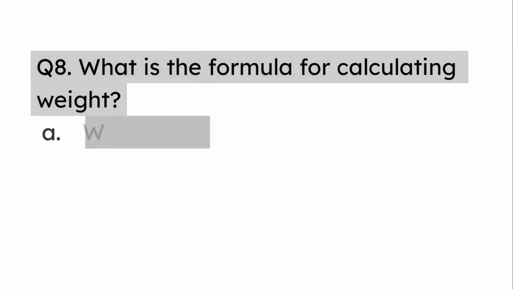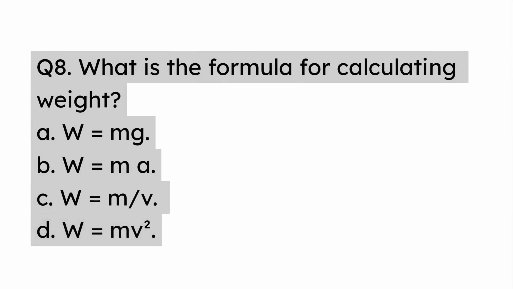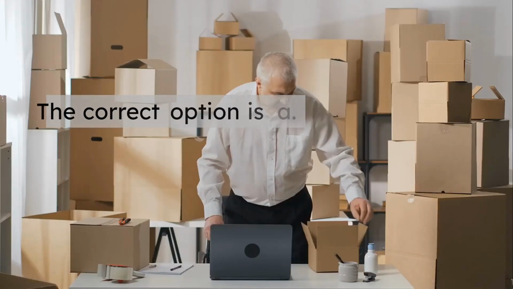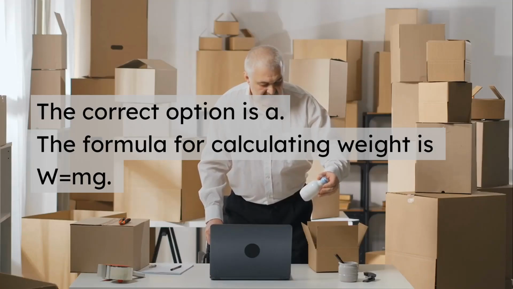Q8. What is the formula for calculating weight? A. W equals mg. B. W equals ma. C. W equals mv. D. W equals mv squared. The correct option is A. The formula for calculating weight is W equals mg.